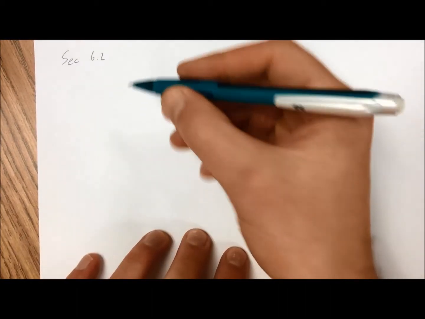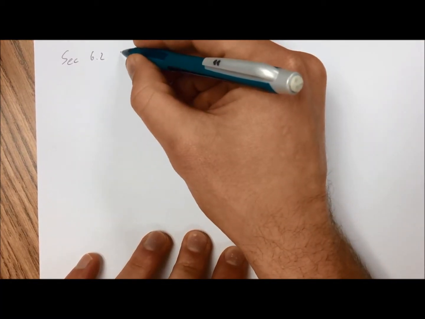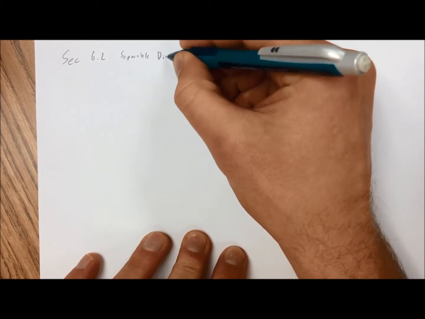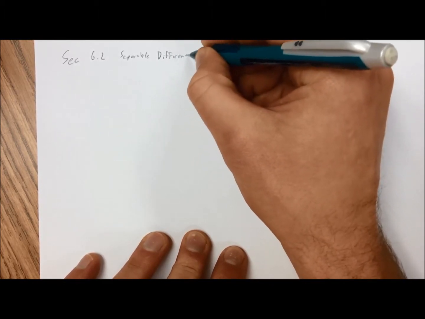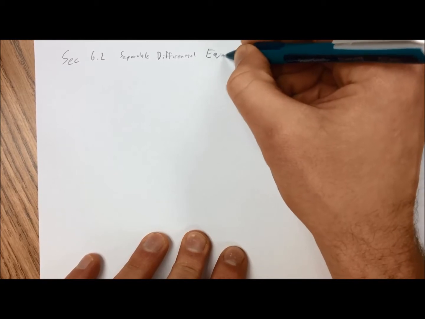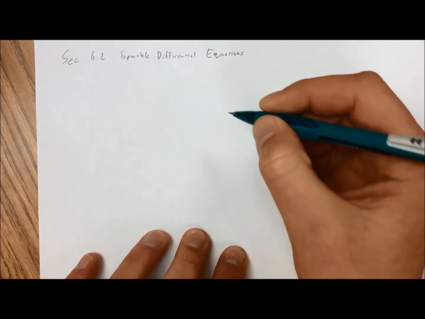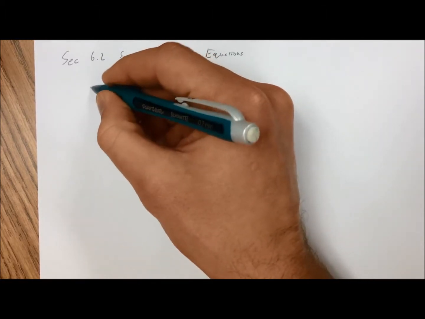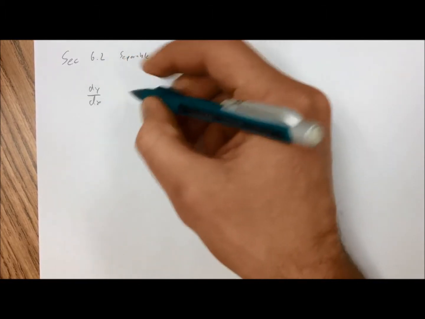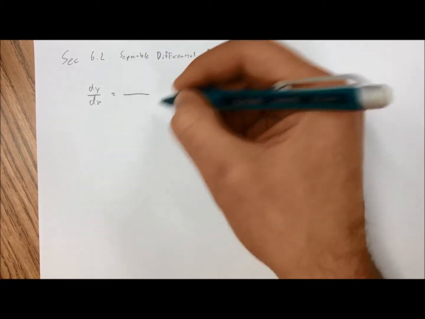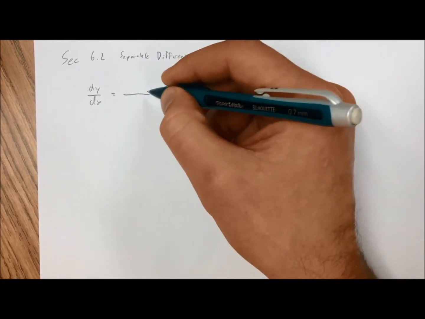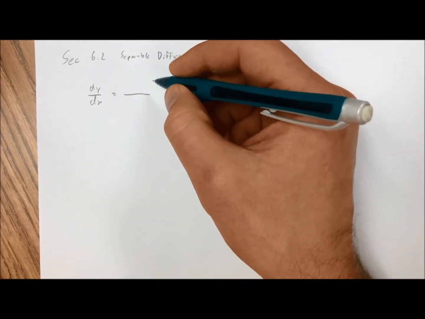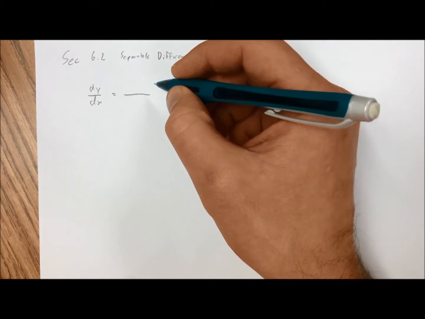Section 6.2, separating and differentiating. Separable differential equations. Now, these normally come in the form of dy over dx is equal to some function over here. Normally we see it in terms of x. Now though, we're actually going to look at it and see that sometimes it'll even be in terms of y.